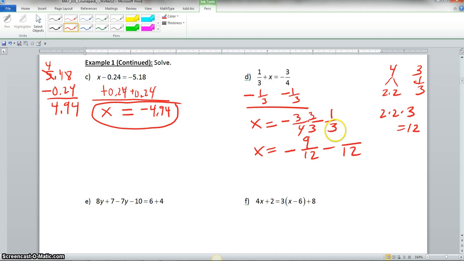Now this 1/3, we ask ourselves, 3 times what is 12? And we know that's 4. So we'll multiply our numerator and denominator by 4. And we have a minus 4/12. So our final answer here is x equals a negative 13/12.